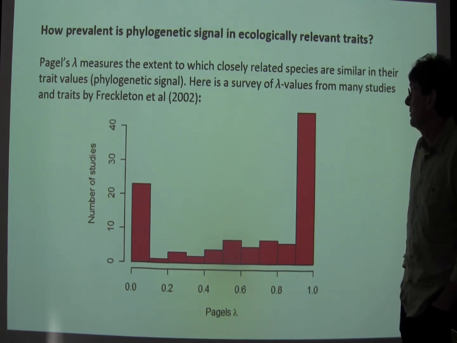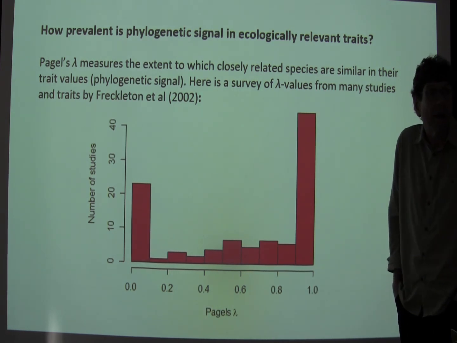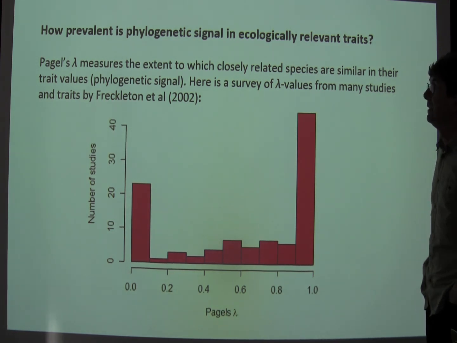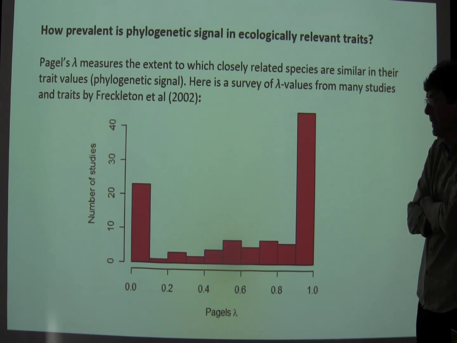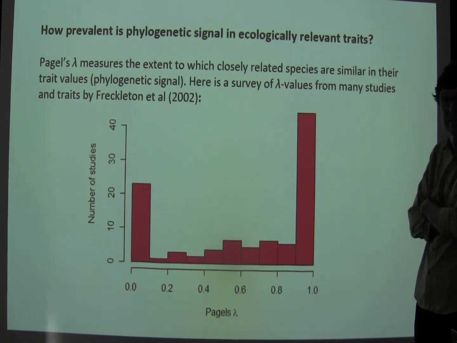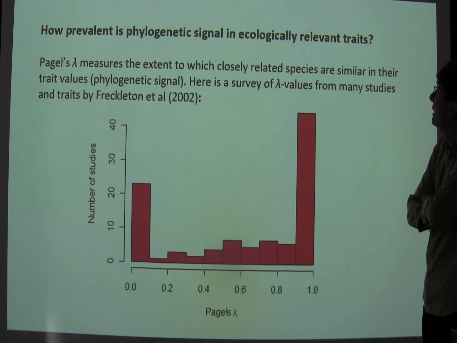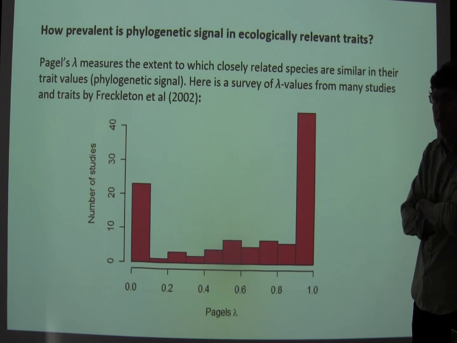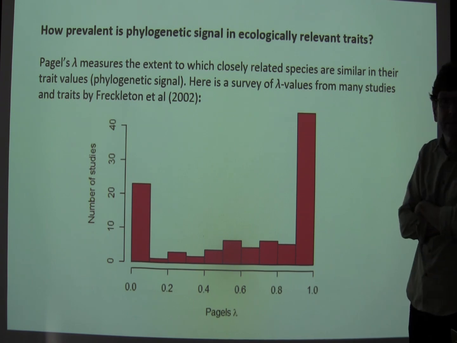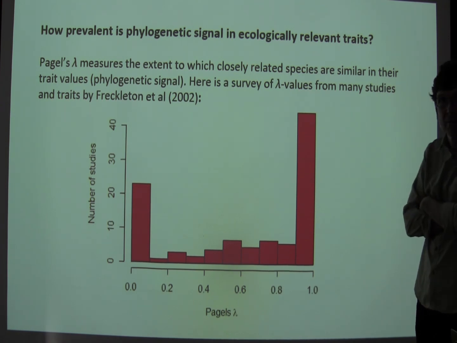So the first question that we might ask is, how bad is it? How frequently do we find this tendency for closely related species to be disproportionately similar in the kinds of traits that we typically measure? And one metric for measuring that is called Pagel's lambda. It's a metric that varies between 0 and 1, and basically measures the correlation between close relatives.